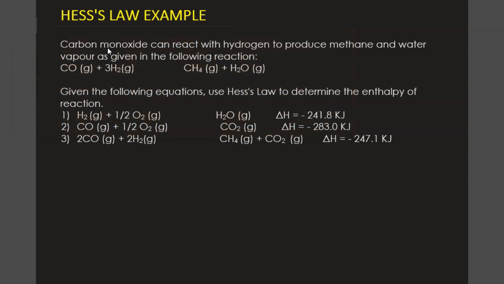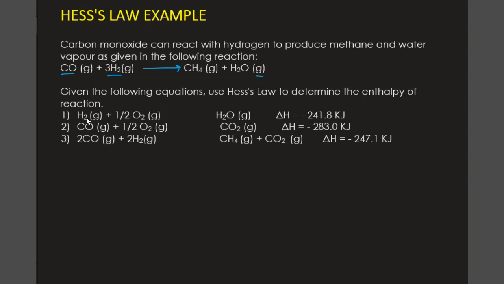Let's read the question first. Carbon monoxide can react with hydrogen to produce methane and water vapor as given in the following reaction. So this is carbon monoxide, this is hydrogen. Carbon monoxide reacts with hydrogen to give methane, which is CH4, and water vapor. Water in the gaseous state is called water vapor. Given the following equations, use Hess's law to determine the enthalpy of the reaction.